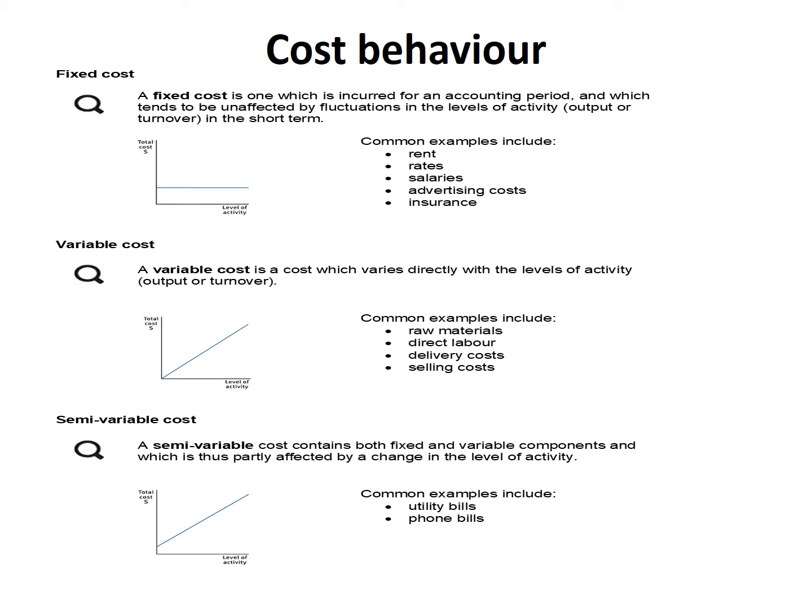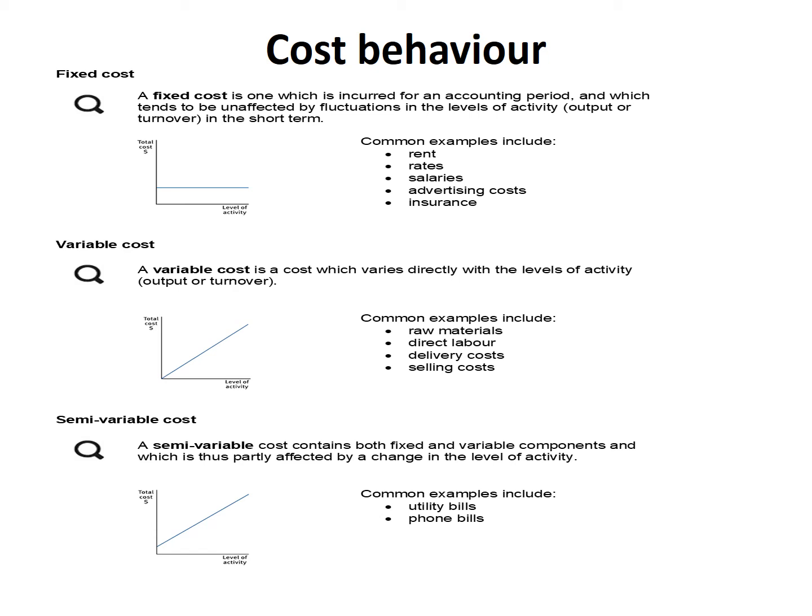Fixed cost. Example, rent of a building is fixed for a month. Rent for a machine is fixed for a month. Salary of an office worker is fixed for a month. So if you put that fixed cost on a graph, it's like this. It's like the cost is static. Cost is stable for a particular period.